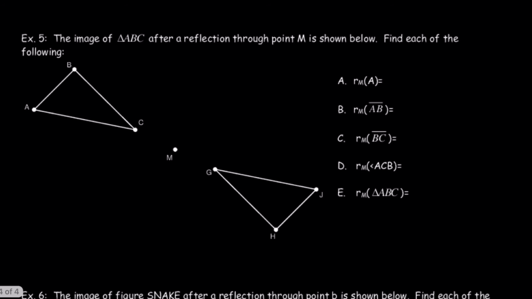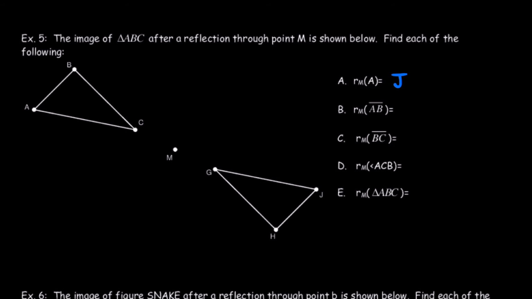Okay, last two examples. What we need to do here is just identify parts. This diagram is a triangle reflected through a point to another triangle. So it's already been done, and we need to identify the images. For example, if I take point A and reflect it through point M, where does it go? Point A goes through M, and it goes right here. That's point J. That's what they want for an answer, J.